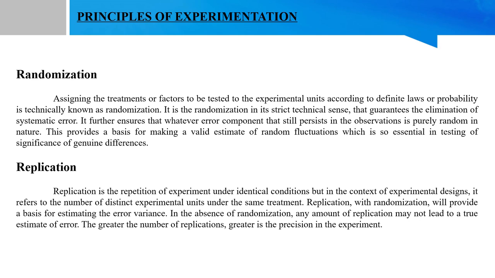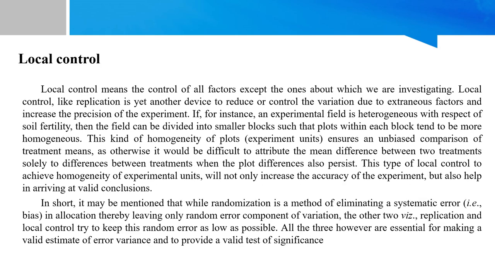So if we increase our number of replication, the experimental error will be low, so that we get a greater precision in the experiment. The next thing is local control. Local control means the control of all factors except the one about which we are investigating. Local control, like replication, is yet another device to reduce or control the variation due to extraneous factors and increase the precision of the experiment.